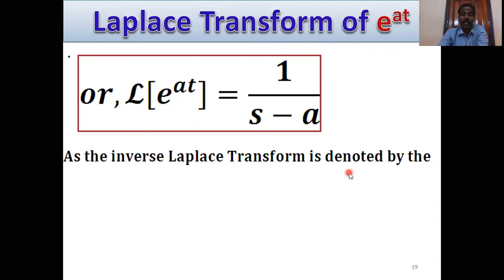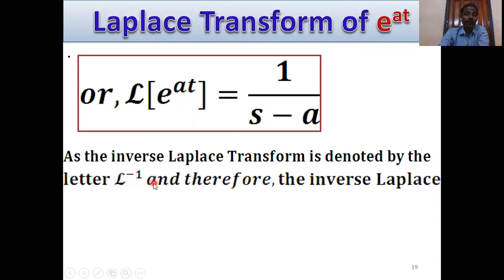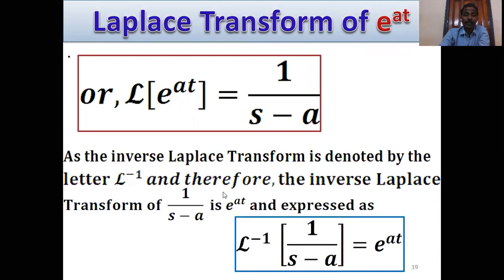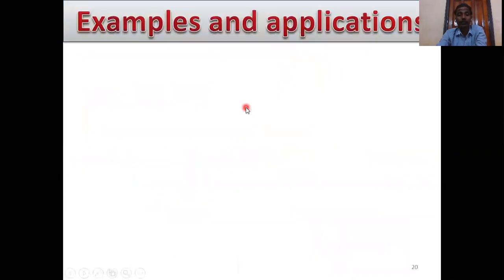The inverse Laplace transform is denoted by L inverse, and therefore the inverse Laplace transform of 1 by s minus a is e to the power at, expressed as the inverse Laplace transform of 1 by s minus a equals e to the power at. This is the inverse Laplace transform formula, and this is the Laplace transform formula: the Laplace transform of e to the power at equals 1 by s minus a.